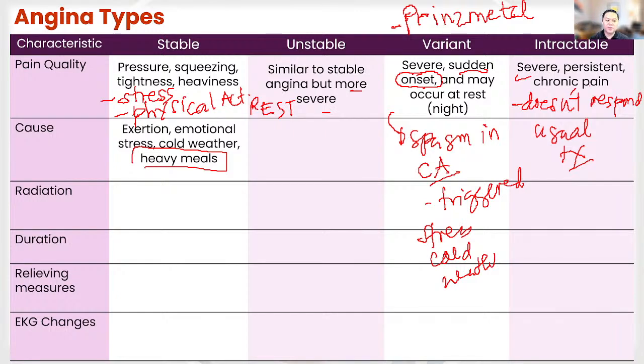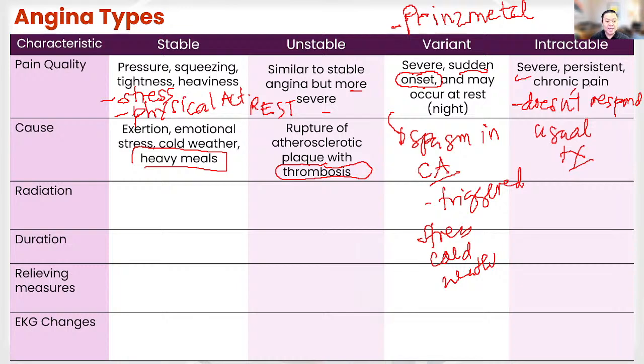Now, talking about the unstable angina pectoris, this will occur suddenly because of a sudden blockage in the coronary artery, or it could be caused by a rupture of the plaque and will end up with the formation of the thrombus, that blood clot, which will eventually block that coronary artery. Okay, so it will impair the blood supply to the distal part of that myocardium.